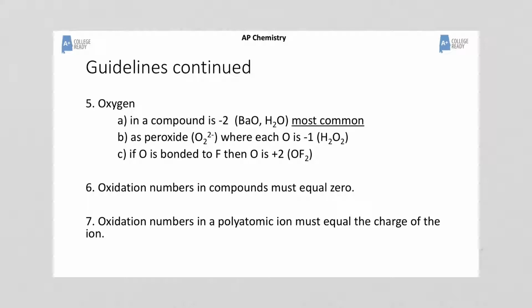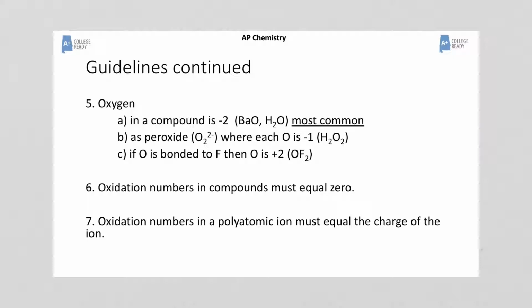And as you might have seen from some of these examples, if we just have a compound, oxidation numbers must equal 0. So you can look up above at BaO. That's overall a neutral compound. It has no overall charge. So +2 and -2 do equal 0. And with water, same thing. You've got oxygen is -2, each hydrogen is +1, and overall that equals 0.